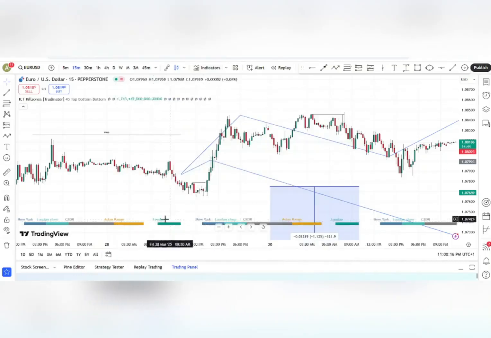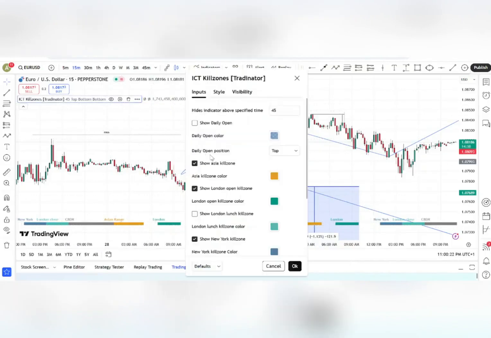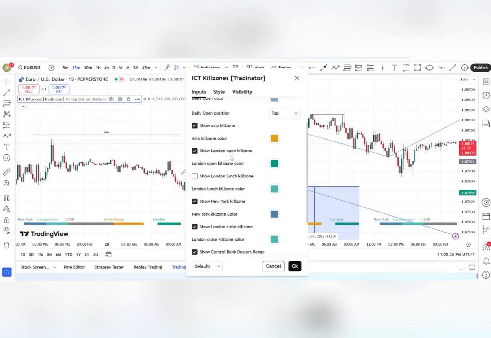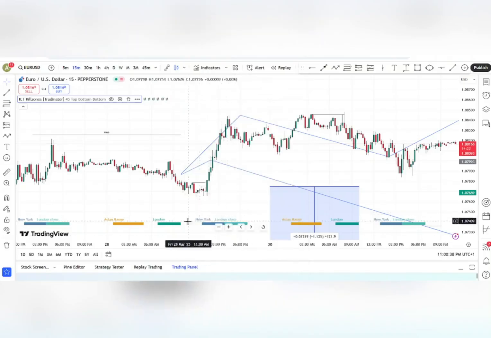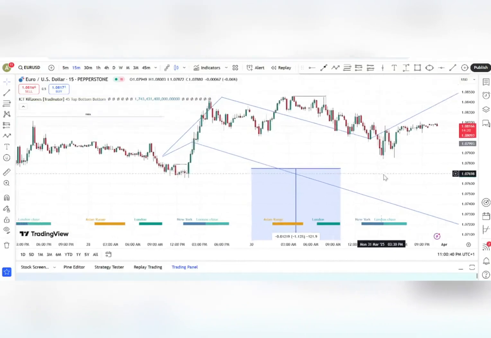So you can see this dark one. I don't need this dark one because it does not capture my interest. So we have show Asian Q zone, show London Q zone, show New York Q zone, show London close Q zone, and then that dark one is show central bank dealer range. I don't want to see central bank dealer range. So this is my Q zone. This is how I customize it.